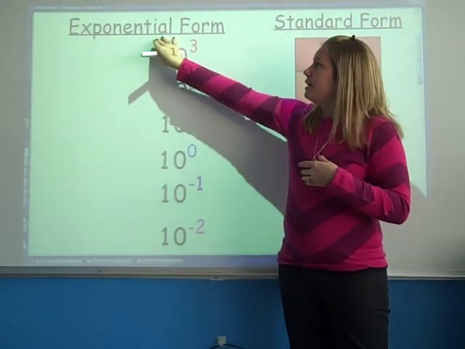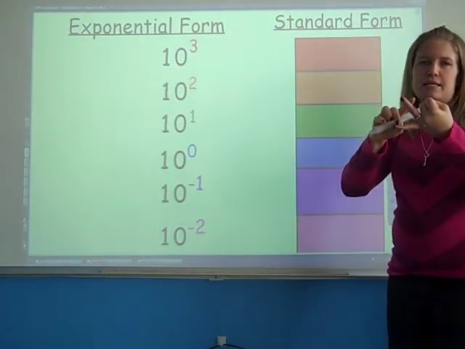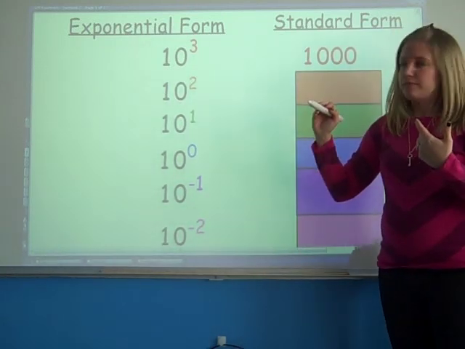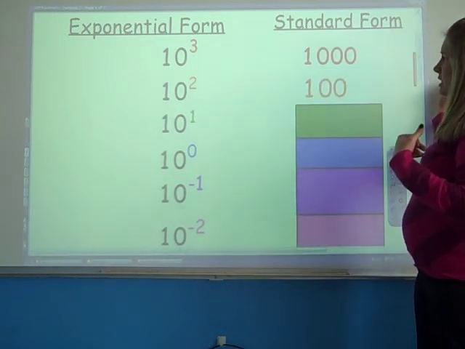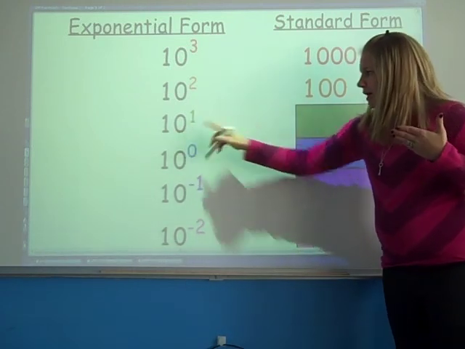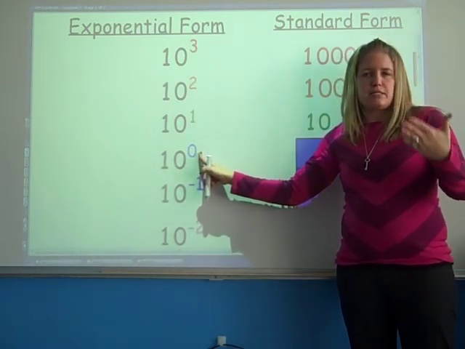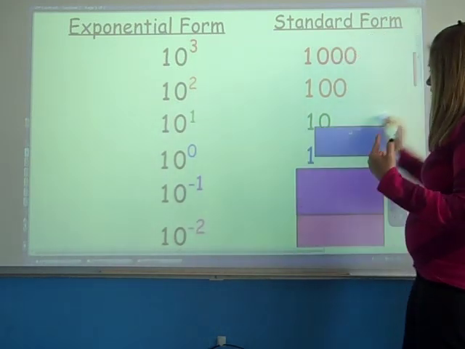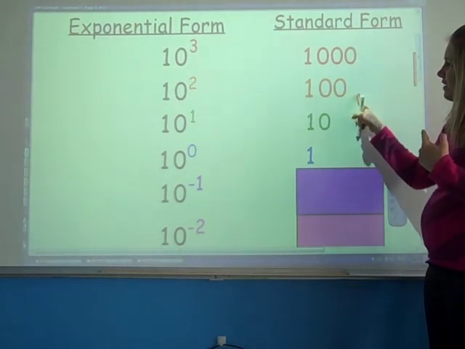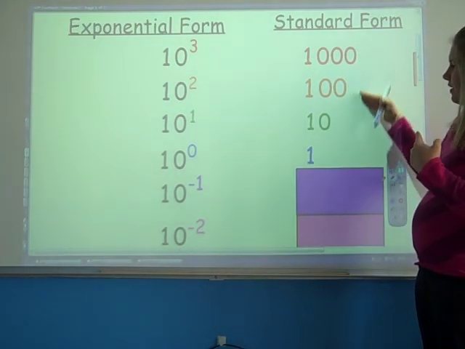Okay, copy all this down. The exponential form of 10 to the third in standard form means 10 times 10 times 10, which is 1,000. 10 squared means 100. 10 to the first power, we talked about, to the first power you get back the base, which is 10. 10 to the 0 power, you get 1. Now you should notice that with each one of these, you're dividing by 10. 1,000 divided by 10 is 100, divided by 10, and so on.